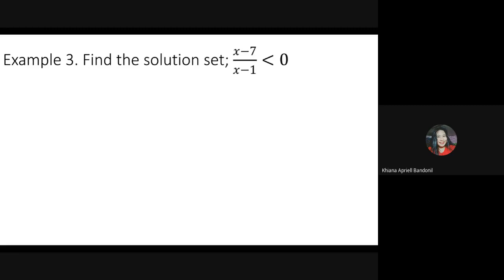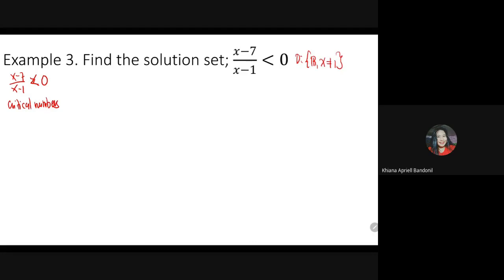The domain here is a set of all real numbers such that x must not be equal to 1. So lahat pwede maliban kay positive 1 because it will make the given undefined. 0 kasi siya kapag ka 1. So x minus 7 over x minus 1 to be less than 0. Next is to find the critical numbers.